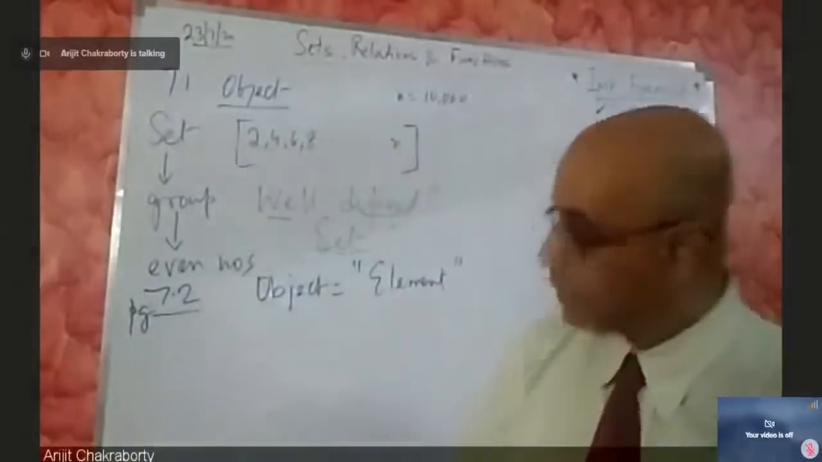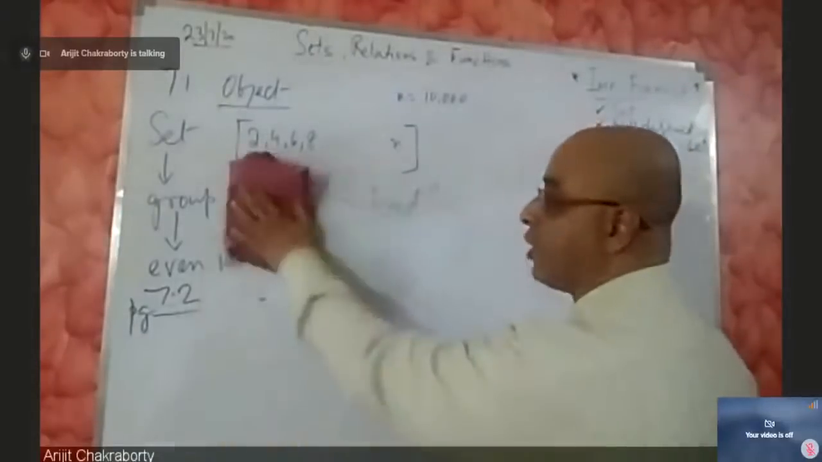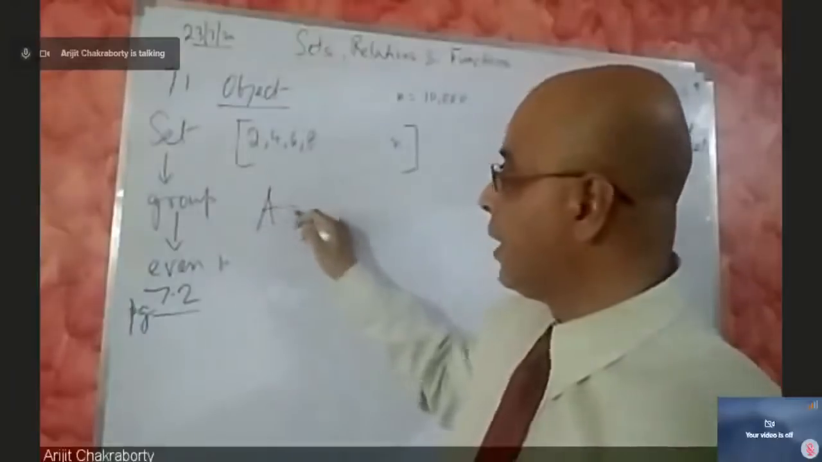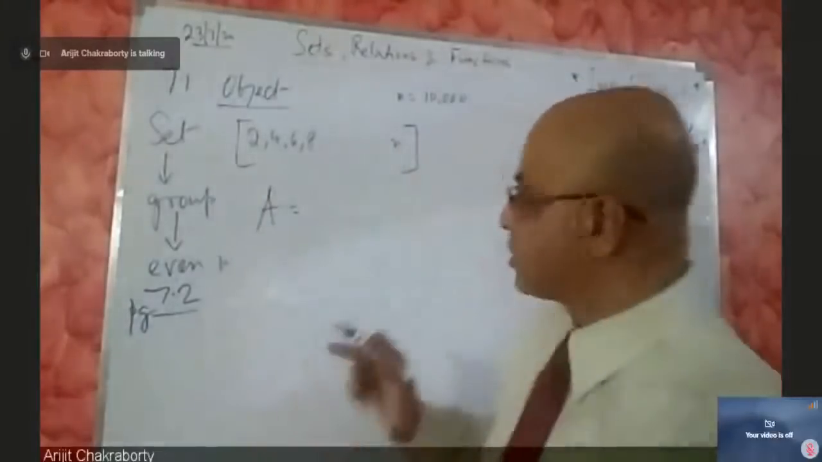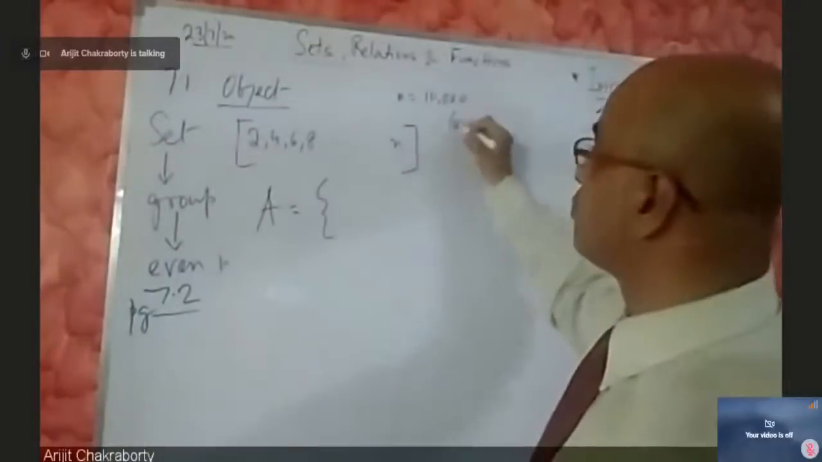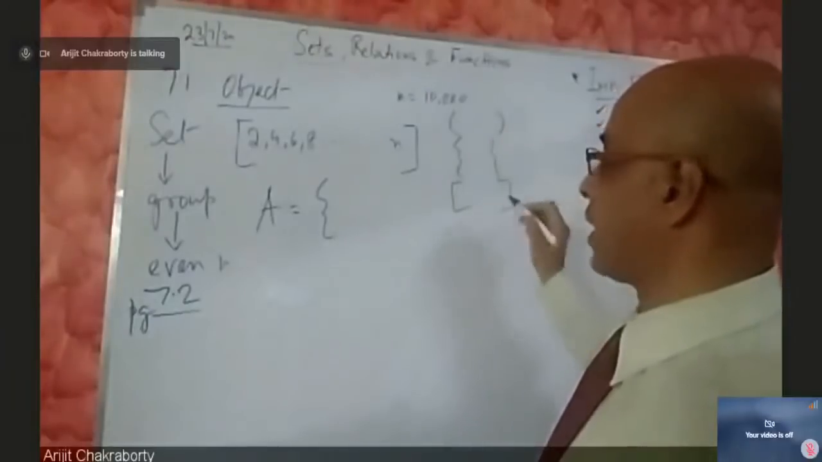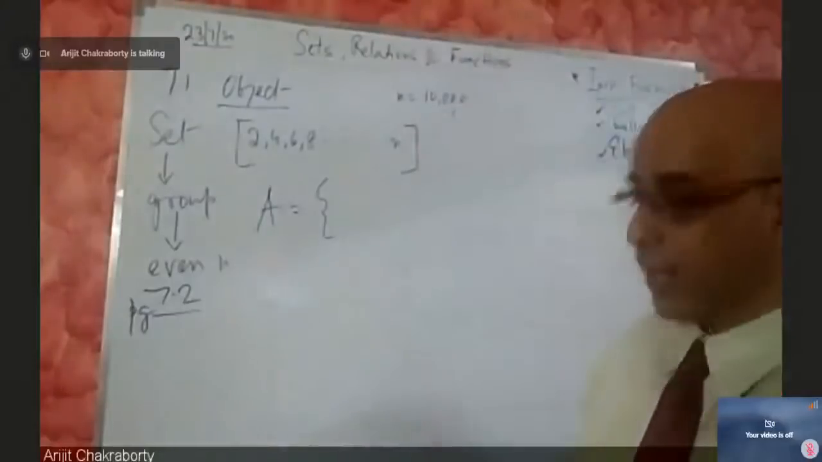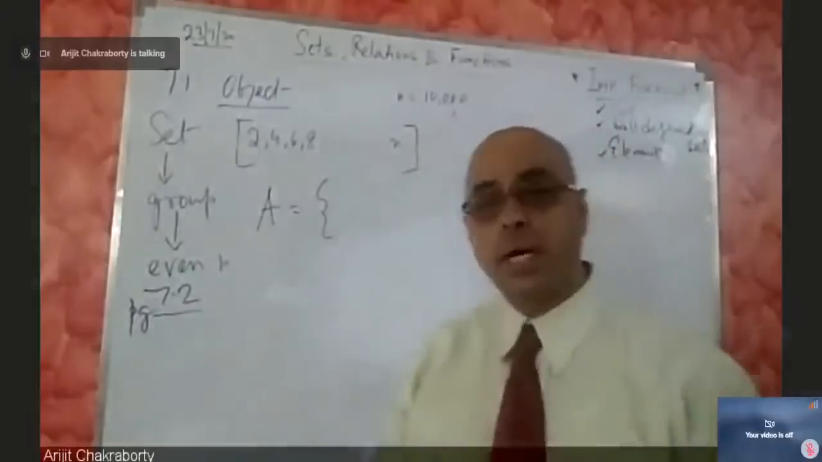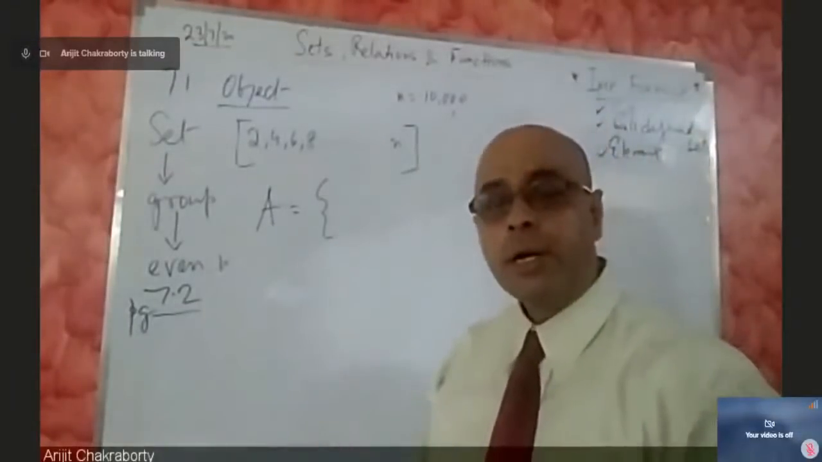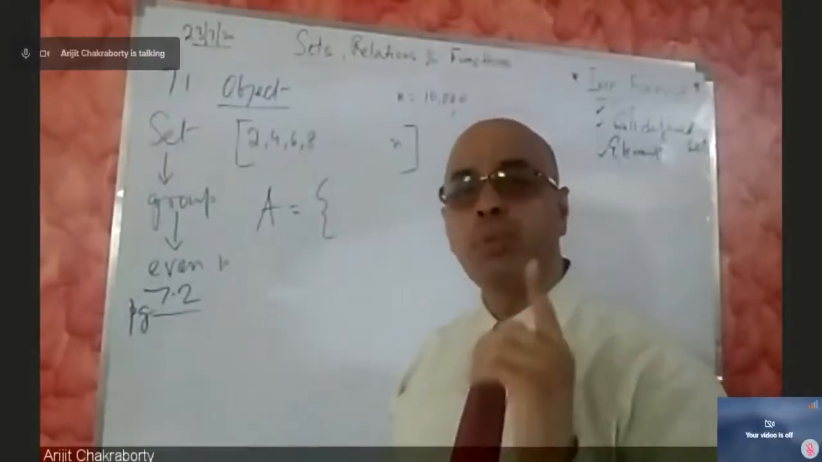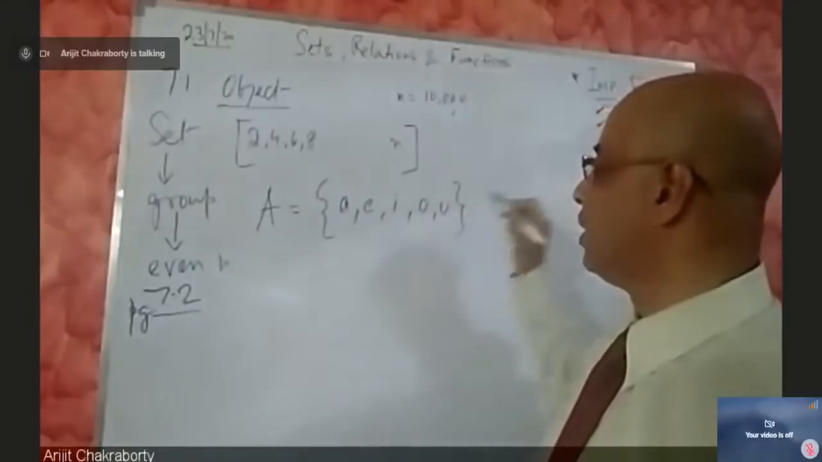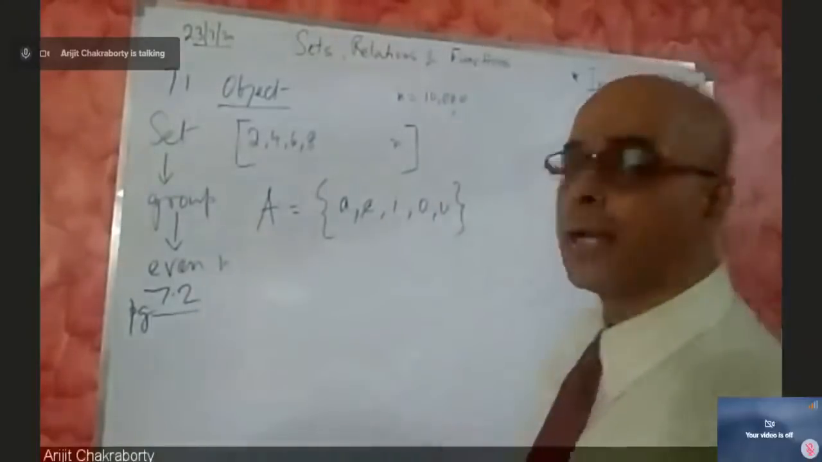Every object in the set is an element. Now let me take a particular set A. How do we write sets? We use the second bracket. This is called the first bracket, this is called the second bracket, and this is called the third bracket. We normally use the second bracket, sometimes the third bracket also, to write and denote sets. Let set A be the group of vowels. Group of vowels means A, E, I, O, and U. I close the bracket, I close the set.